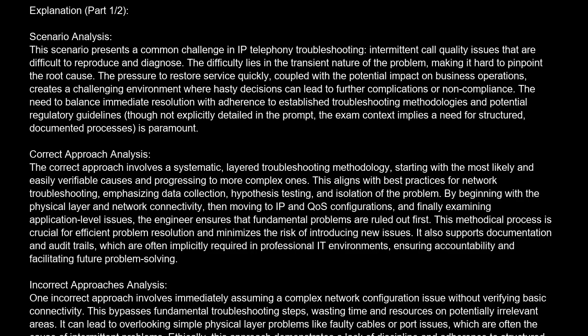One incorrect approach involves immediately assuming a complex network configuration issue without verifying basic connectivity. This bypasses fundamental troubleshooting steps, wasting time and resources on potentially irrelevant areas.